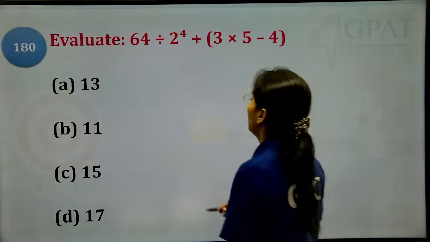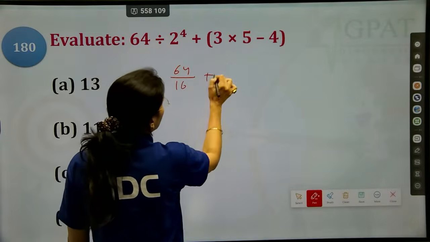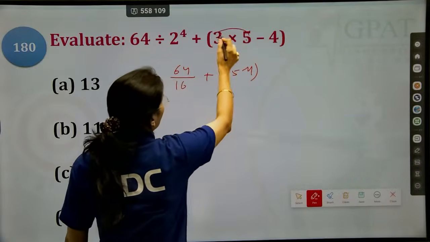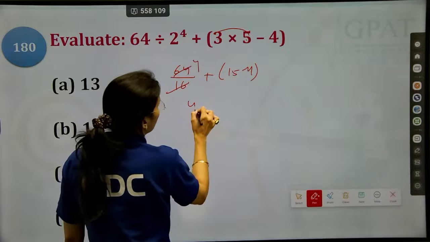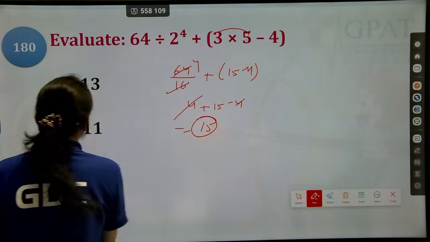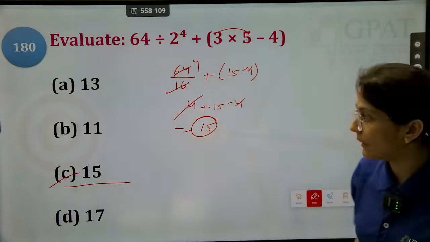Now the next question is question number 180. If you see 64 divided by 4, 4 4s are 16, plus 15 minus 4. 16 4s are 4, plus 15 minus 4. 4 cancels by 4. So the answer is 15. So option C is correct.